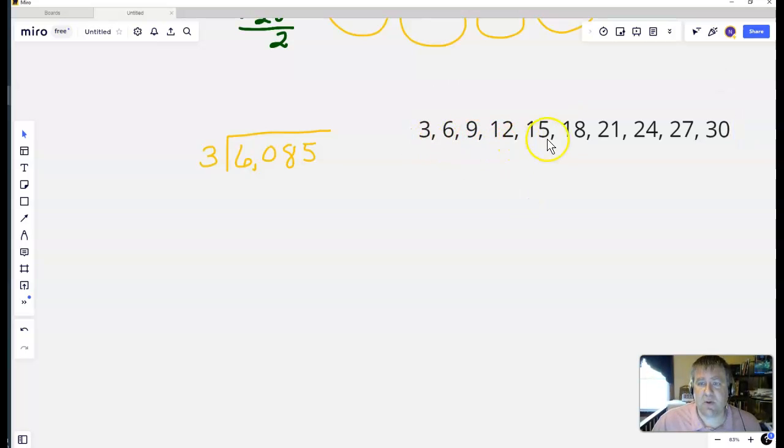It's 3, 6, 9, 12, 15, 18, 21, 24, 27, 30. All right, so now we start off with looking at just the 6. How many times will 3 go into 6? Well, 3, 6. Boom, there it is. That was 2 3s. So we're going to say 2 times.